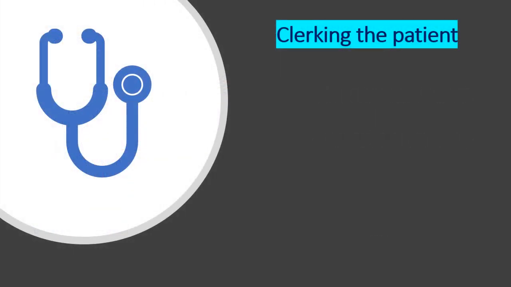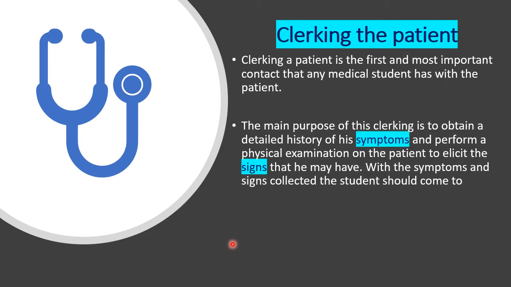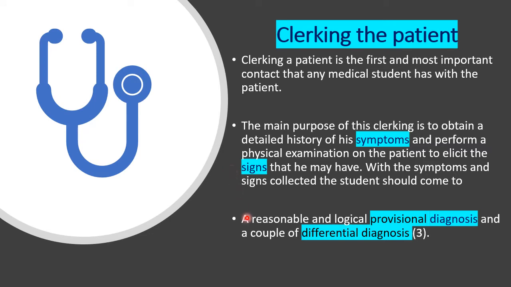What is clerking a patient? Clerking a patient is the first and the most important contact that any medical student has with his patient. The main purpose of this clerking is to obtain a detailed history of his symptoms and perform a physical examination on him to elicit the signs that he may have. With the symptoms and signs collected, you should then come to a reasonable and logical provisional diagnosis and a couple of differential diagnoses.